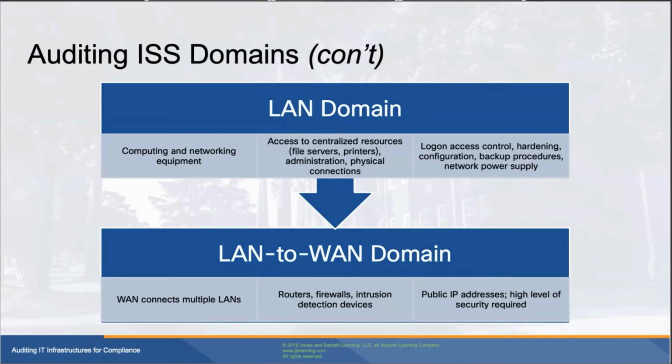In the LAN to WAN domain, we have the network that connects all of our LANs together, our network of networks. Examples of devices in that domain would be routers, firewalls, and IDSs, intrusion detection devices. So an example of a control might be NAC. So you have public IP addresses on the outside, you have private IP addresses on the inside.